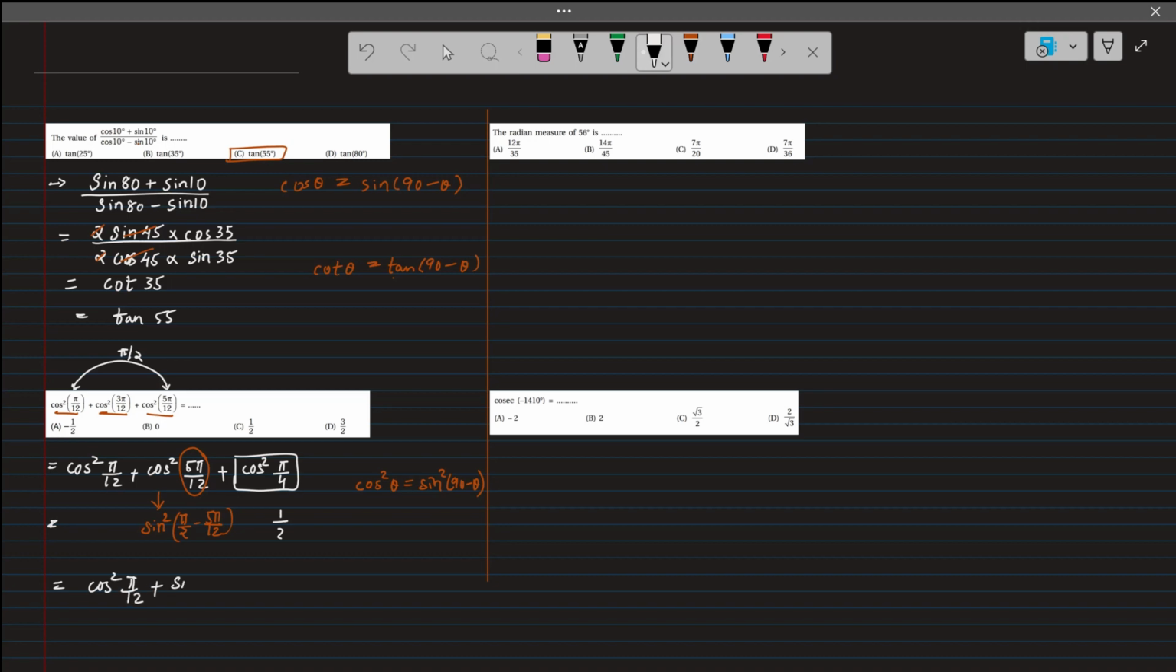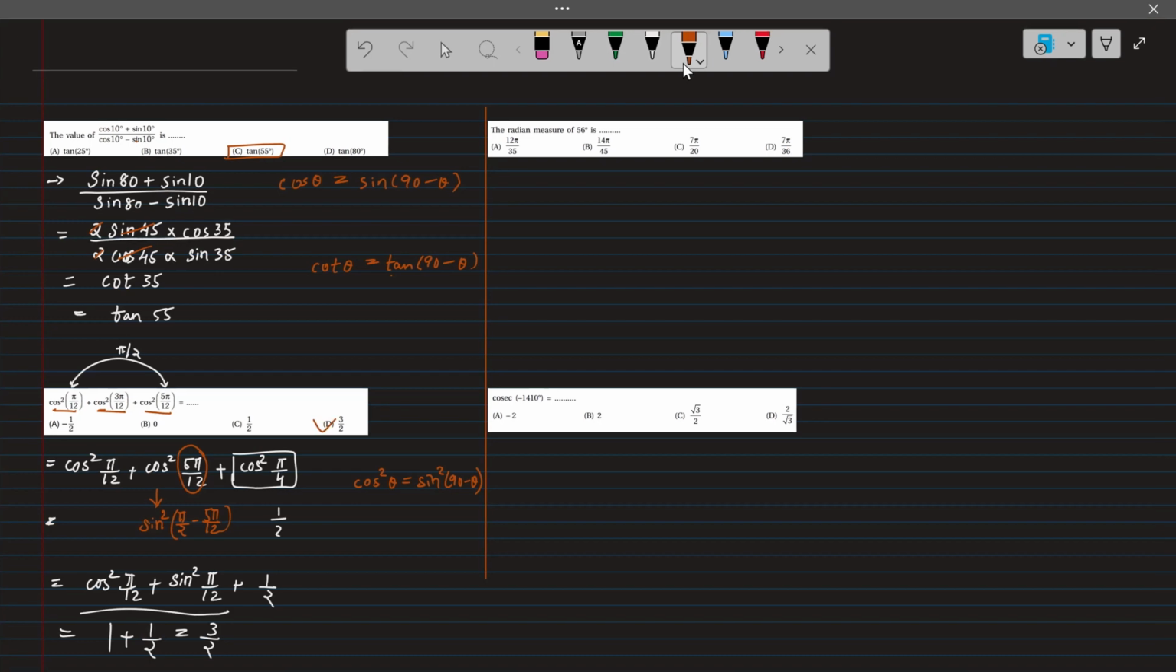plus sine square pi by 12 plus 1 by 2. Sine square plus cos square will become equal to 1, plus 1 by 2 we already have, so the final value comes to be 3 by 2, which is our option B. Okay, the rest is easy.